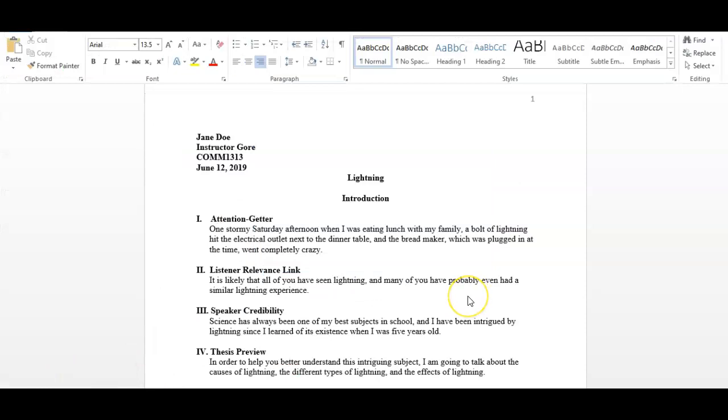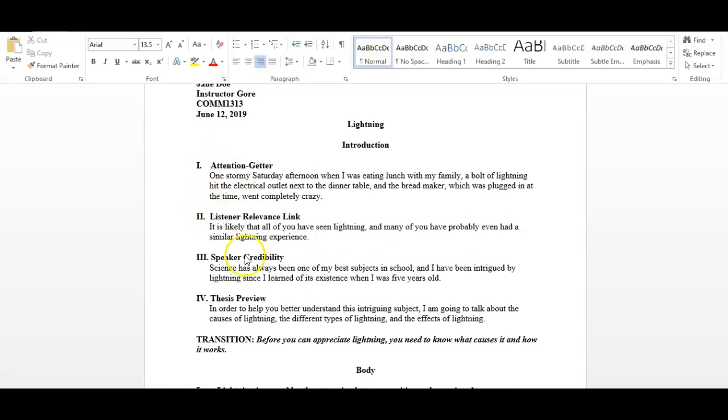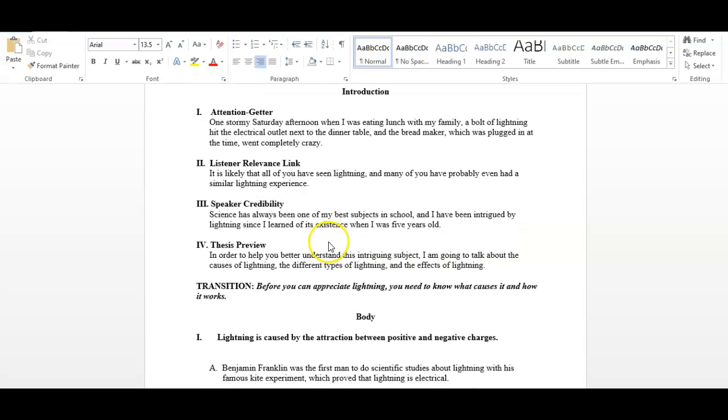Okay, so this speech is on lightning. And we have the attention getter. One stormy Saturday afternoon when I was eating lunch with my family, a bolt of lightning hit the electrical outlet next to the dinner table, and the bread maker, which was plugged in at the time, went completely crazy. Listener relevance. It is likely that all of you have seen lightning, and many of you have probably even had a similar lightning experience.